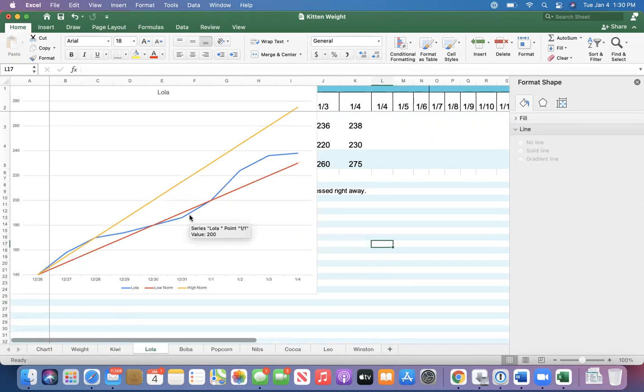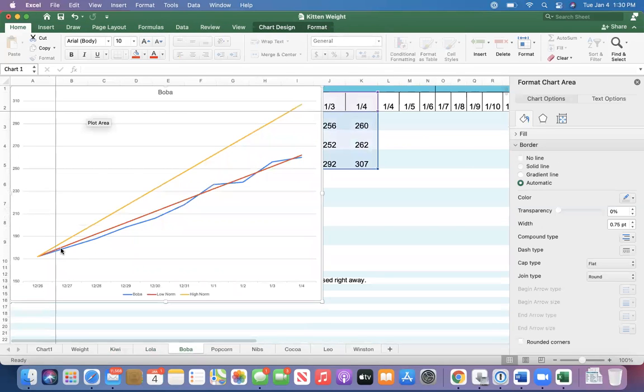This looks like a normal kitten weight chart. You can see the blue line goes a little bit above average, goes below the low average, and then ends up somewhere in between. Lola is doing great. I hope this chart makes sense to you. So you want the line to be between the red and the yellow.